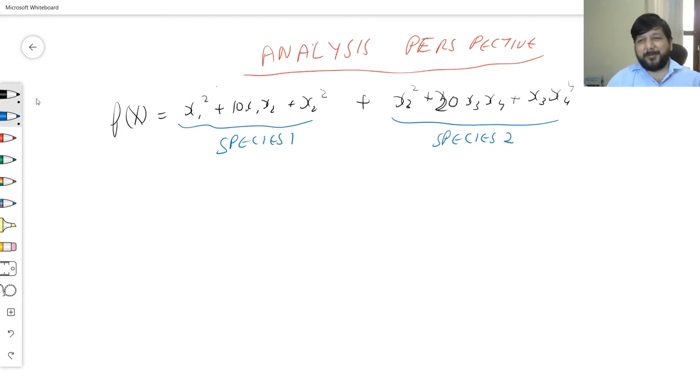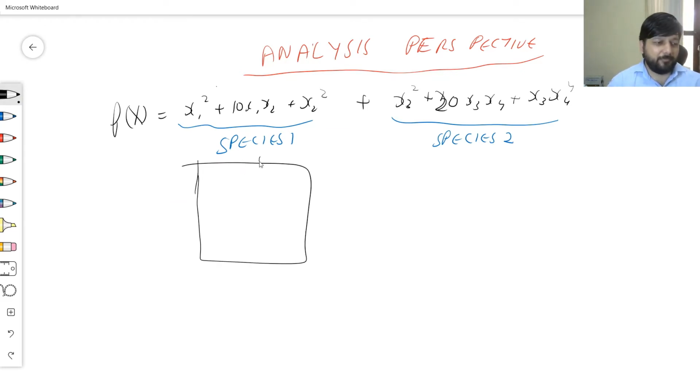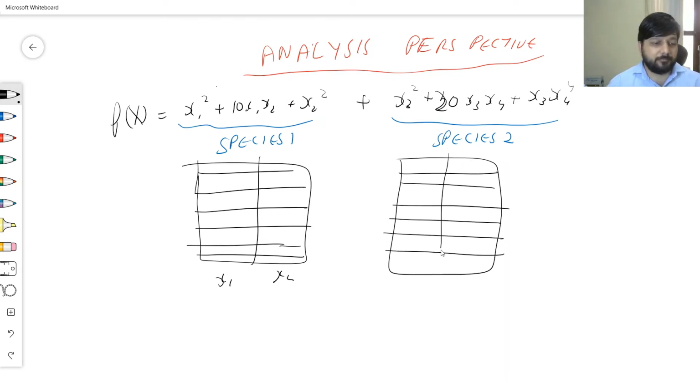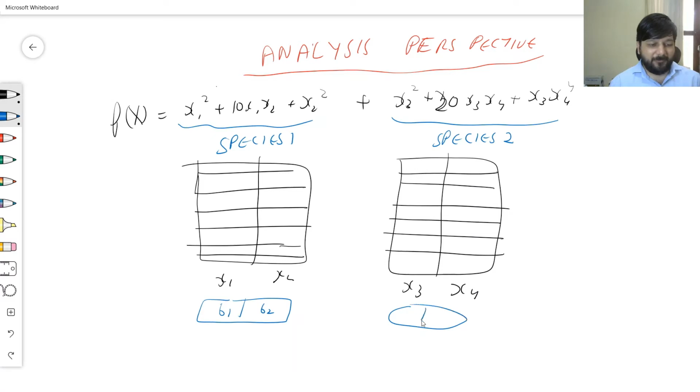So my aim is to see if the algorithm can really figure out that the problems do not depend on each other and the evolution is more or less the same as independent evolution. So let's have species 1 population. So that's x1, x2, and these are some individuals. And this is species 2 population, x3 and x4. And I have a representative, let's say b1, b2, b3, b4.